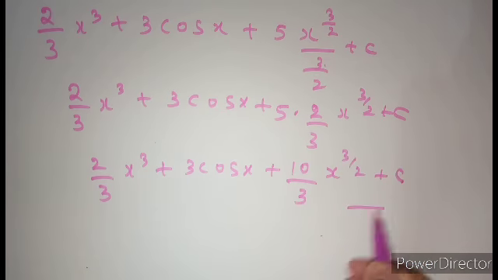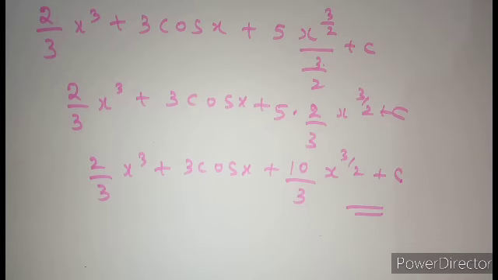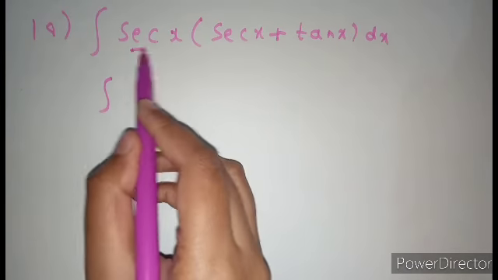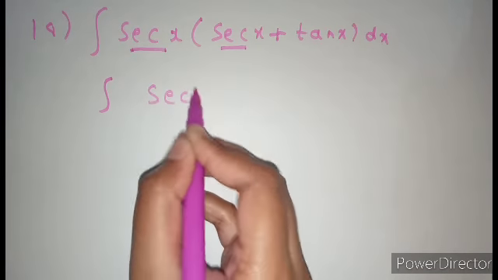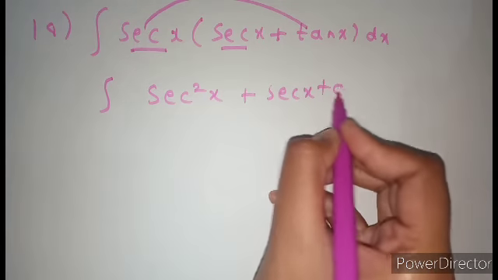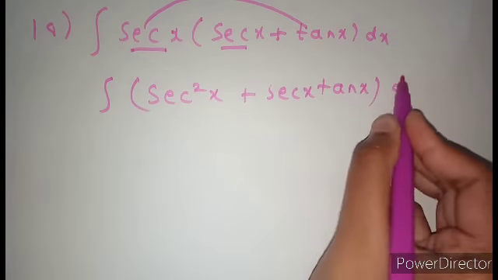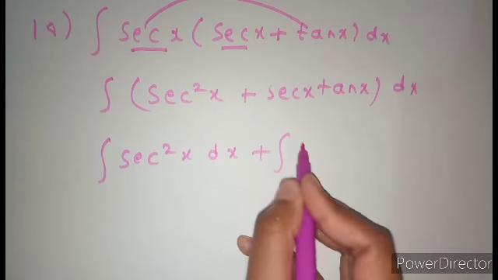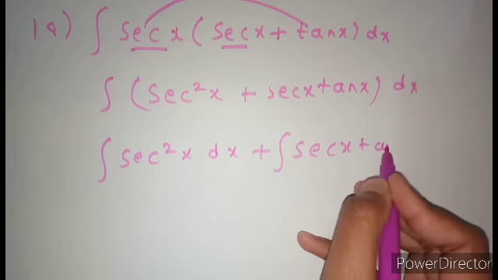I hope you understood this problem. So this completes the 17th question. Let's move on to the 18th question. So here is the 18th question. Integral secant x of secant x plus tan x dx. Multiply secant x, it becomes secant x into secant x, secant square x plus secant x into tan x, dx. Now split this integral: secant square dx plus integral of secant x tan x dx.